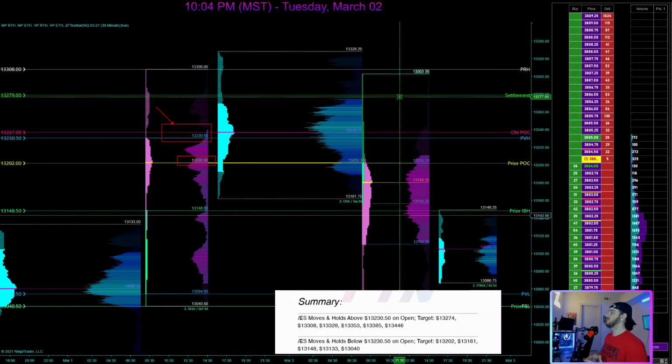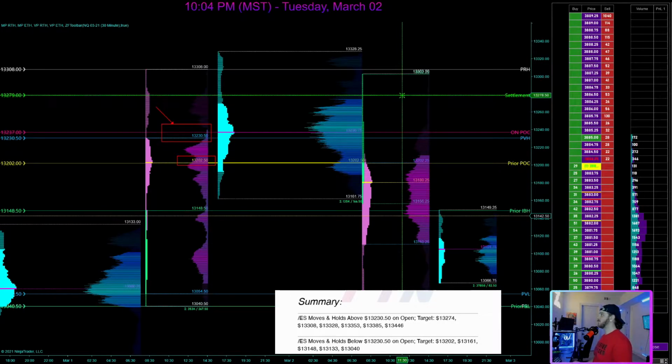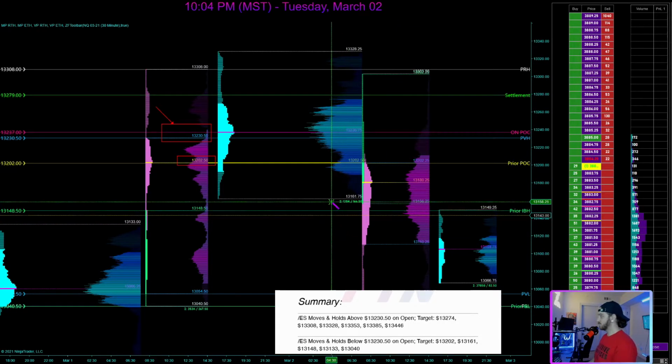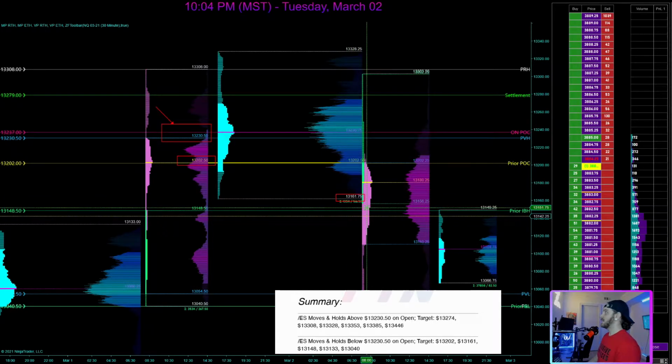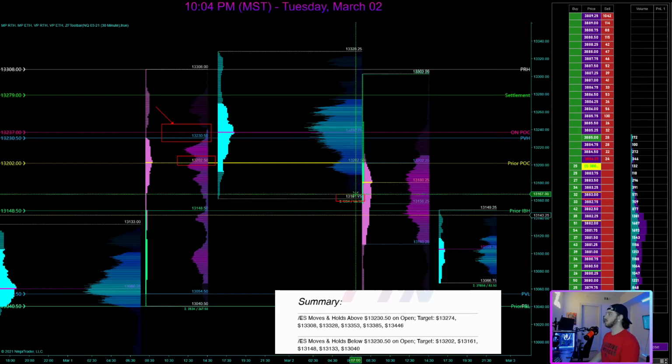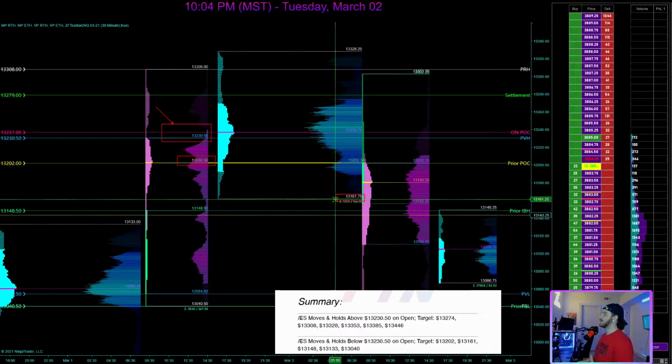Point of control can be viewed as the mean, and it will give you a very high probability trade opportunity. So the second downside target was 13,161. That was also hit in the initial balance, the 1 hour opening range, and that was the overnight low for the most recent Globex session.